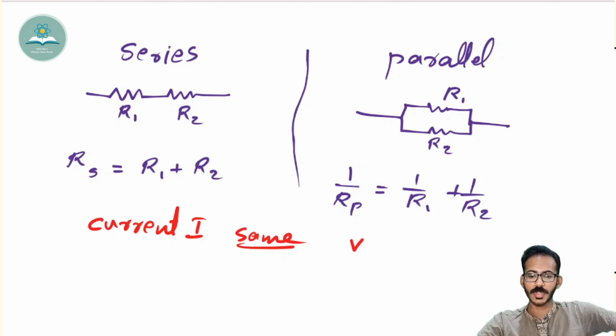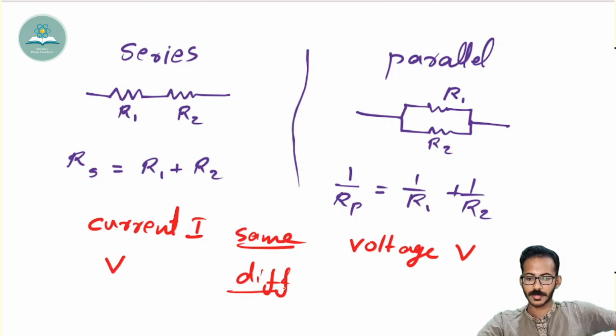In parallel connection, voltage or potential difference is always same. So in the case of series connection, potential difference will be different. In the case of parallel connection, current will be different. So in series connection, current will be same, voltage will be different. In the case of parallel connection, voltage is same, current is different. Just remember that in the case of parallel connection, voltage is always same.